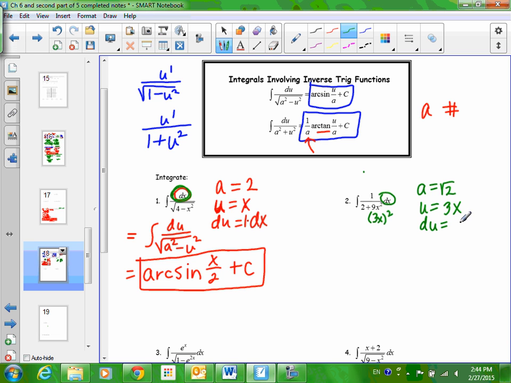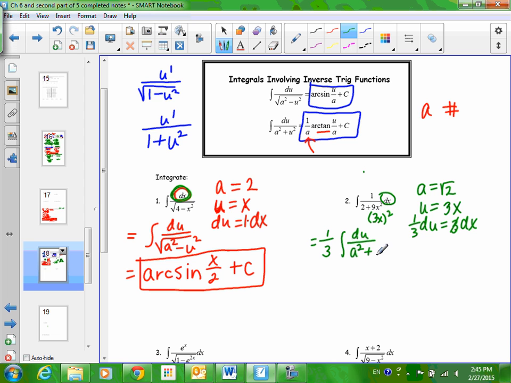What's du? 1/3. Well, 3 dx, right? And then we move the 3 over to make 1/3, just like how we did the other problems. Just take the derivative of 3x. It's 3 dx. And then we divide that 1/3 over. And that thing is just going to go in the front of the integral symbol, okay? Just going to get multiplied to everything else. This 1 in dx gets replaced with du. This 2 gets replaced with a squared.